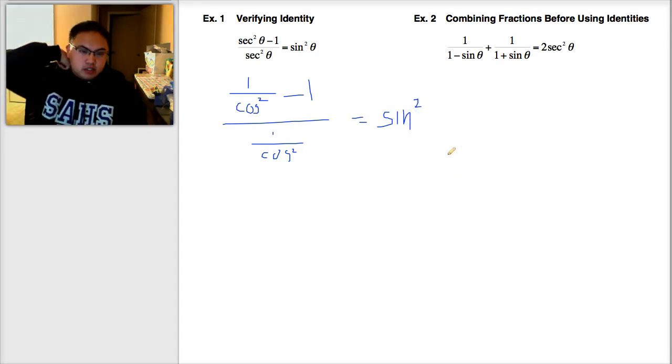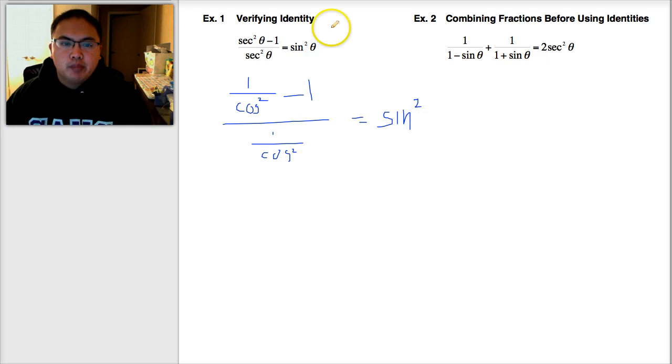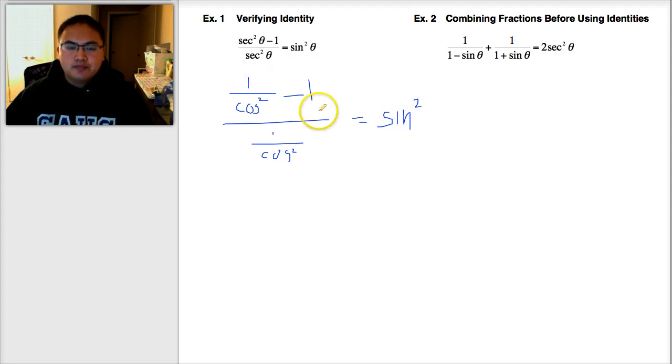Okay, so far? All I did was convert everything into sines and cosines. Because this is the side that's less complicated, I'm always going to leave this side. I'm never going to mess with this side, never going to do any math on this side. I'm only going to focus on the left side.